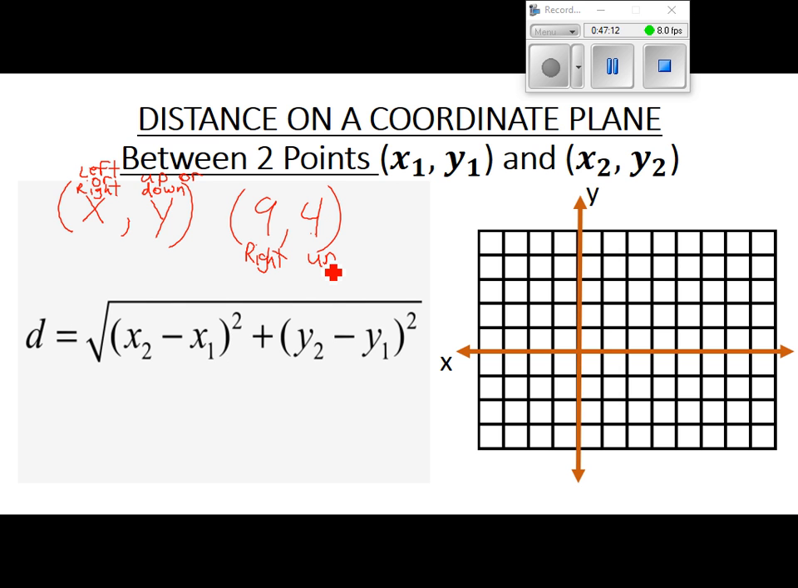Another thing over here on my graph. What's wrong with my graph? It's small. It's not centered.